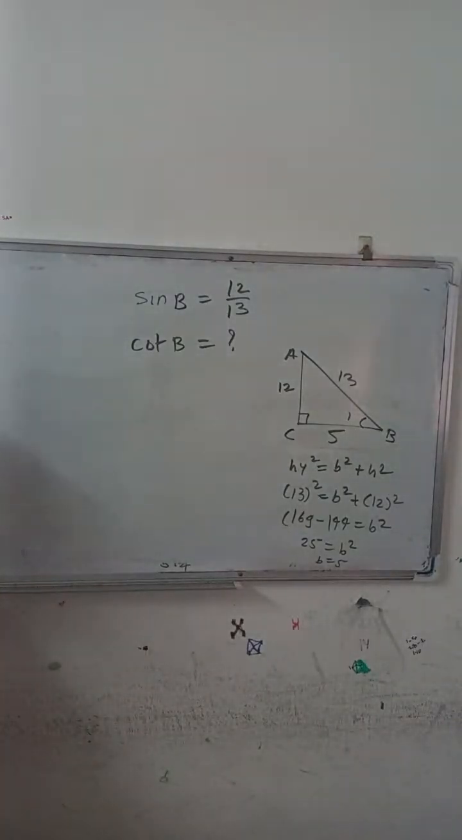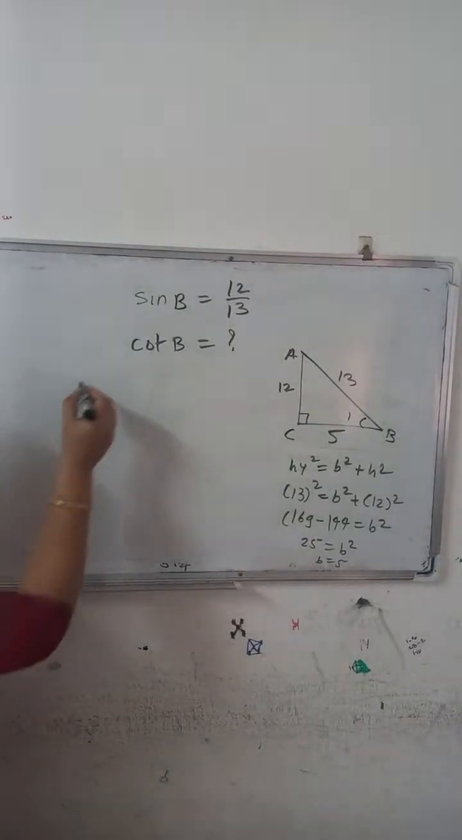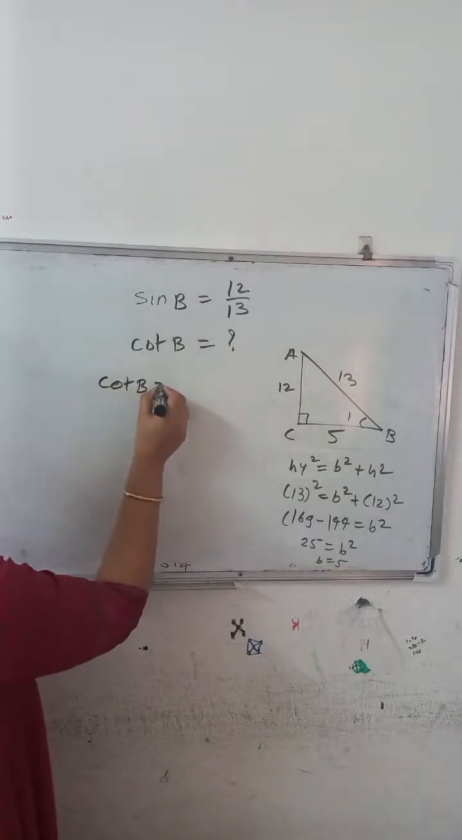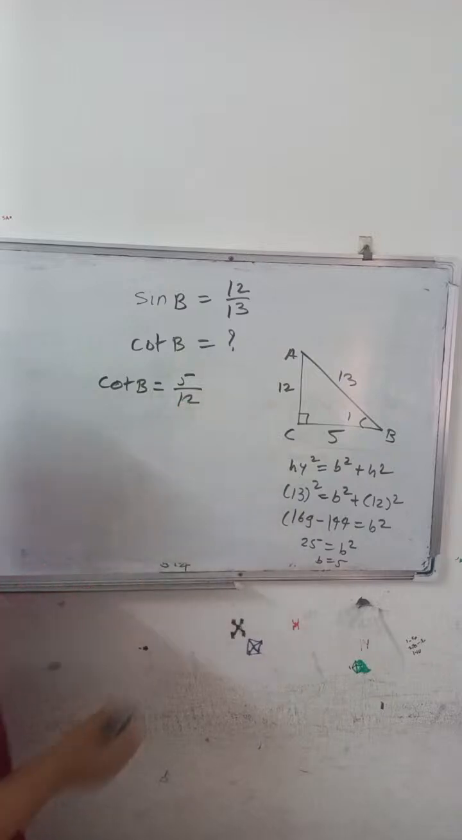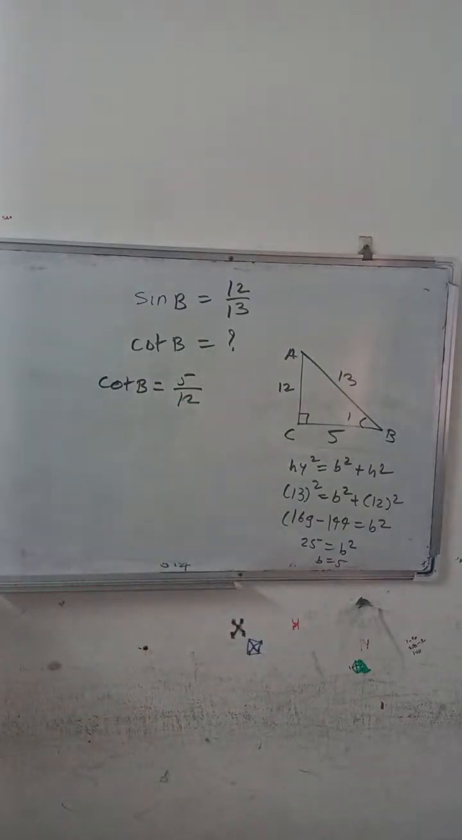Okay, once you get this as 5, then they are asking here cot B. Cot B is nothing but what? Adjacent by opposite, 5 by 12. Okay, this is a 2-mark question. Okay, then write down next question.